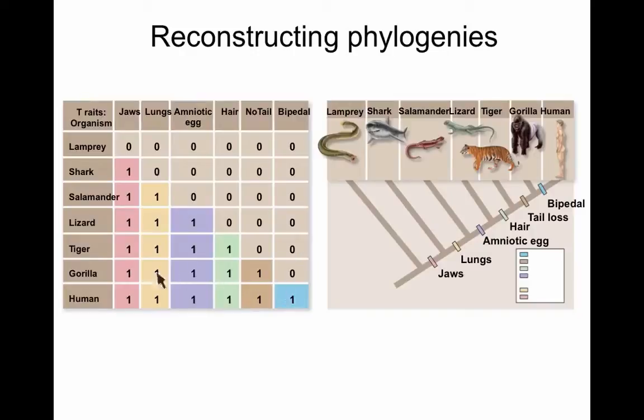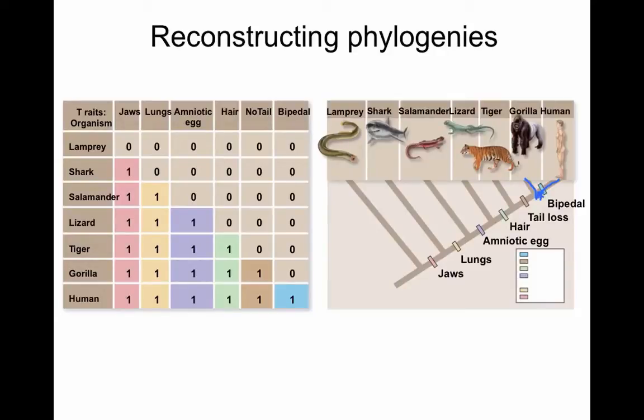Humans and gorillas, as we can see here, have most of these traits in common, except for just the last one, which is being bipedal. That's unique to humans. But since they share the most number of traits, the first step in building the phylogeny will be to group them together. And that's what we do here. So the first step is we place them together, and we know they share a common ancestor, and that's how they inherited most of those common traits.